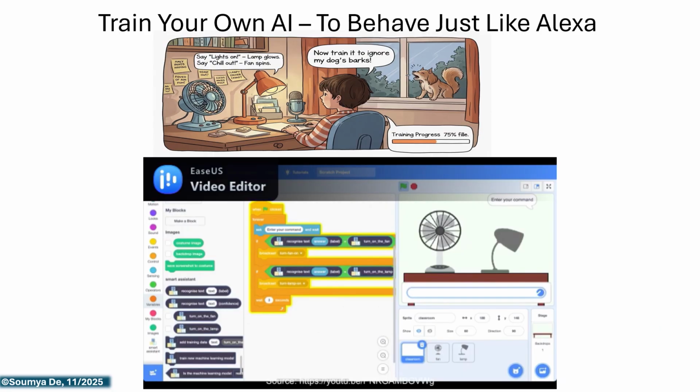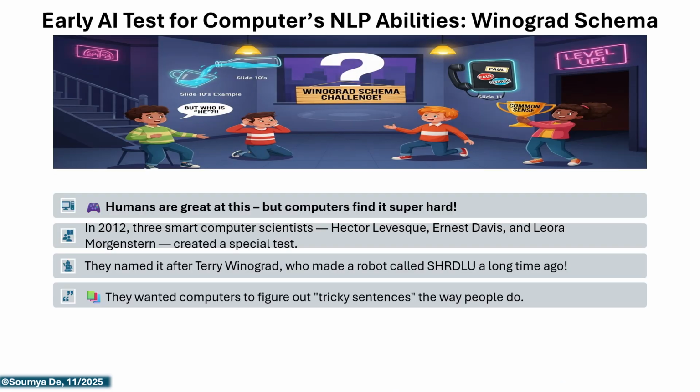So let's begin. Pop quiz, word nerds. Who's ready for the Winograd Schema Challenge? It's like a riddle, but for robots. Back in 2012, some genius scientist said, hey, computers are terrible at understanding pronouns like he, she, it. Let's test them.